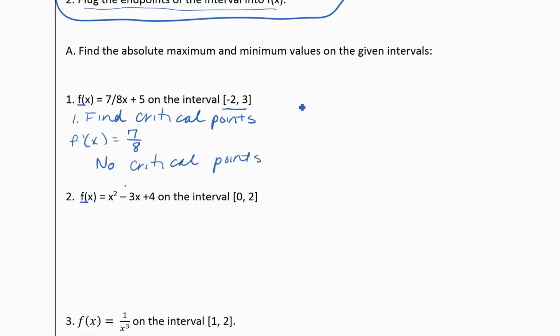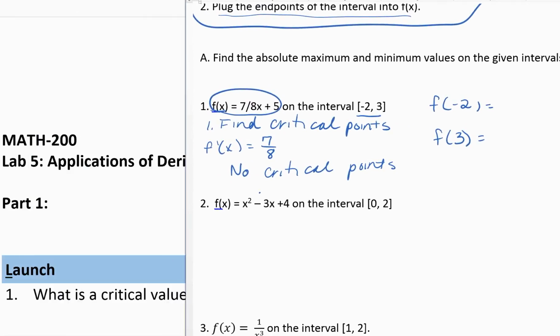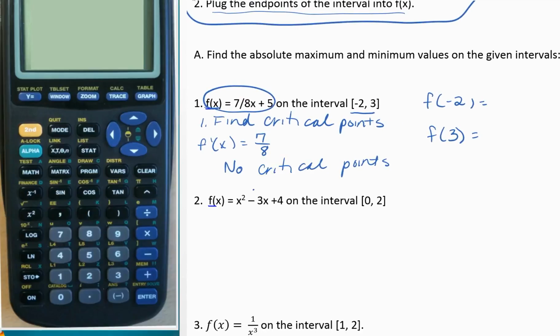So we're just going to test the endpoints. And when we're finding the absolute maxes and mins, we always plug back into the original function. So we're going to do f of -2 and f of 3. Now, this is quickest to do on our calculator, so I'm going to pause here for a minute. Okay, now the easiest way to do this with your calculator is to put your function into your y equals.